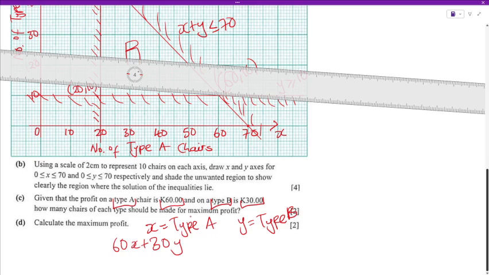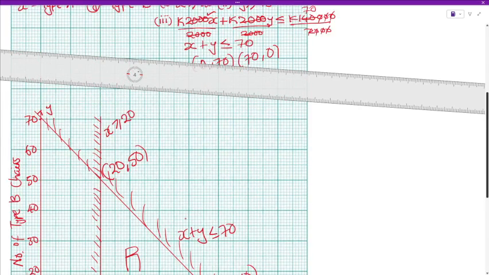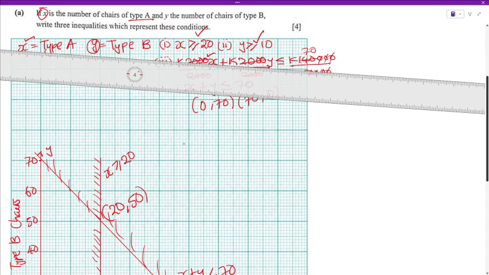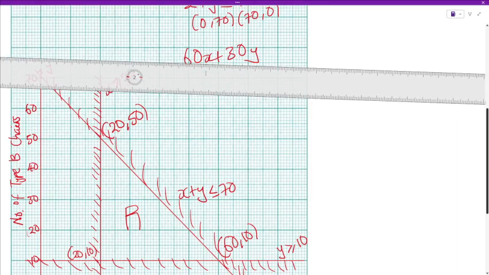So now let us test those coordinates. Which ones are going to give us the biggest amount? That's our formula: 60x plus 30y. So now let us investigate our coordinates. I don't need the ruler, okay, let me just push it up. I'll need it for the next question.